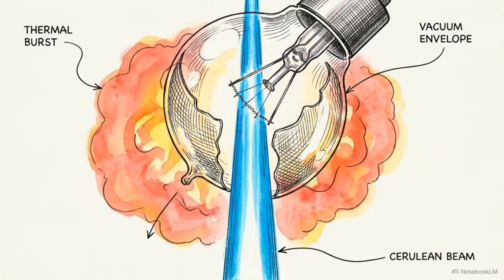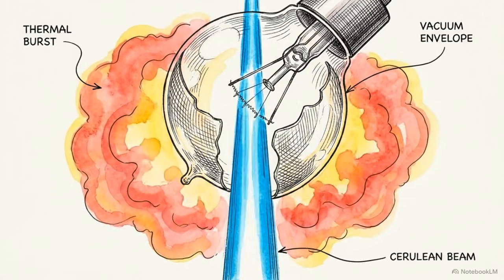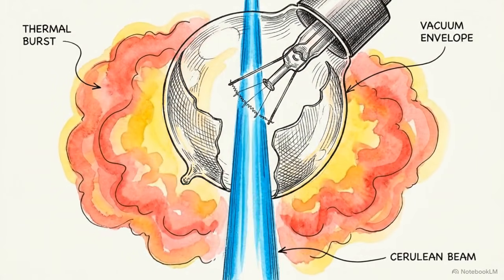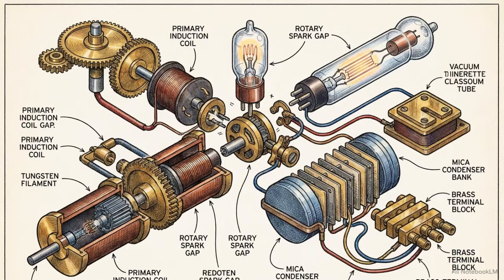99% of the energy used to create an X-ray is lost as heat. Only 1% becomes actual diagnostic photons. A modern clinical X-ray tube operates less like a standard camera and more like a high-powered, carefully controlled particle accelerator. The core architecture of this accelerator has remained remarkably consistent for over a century.